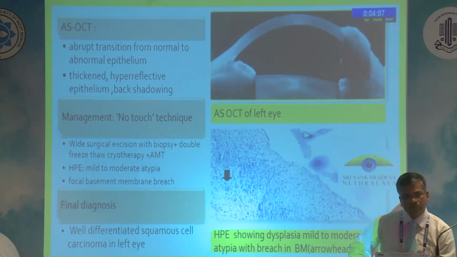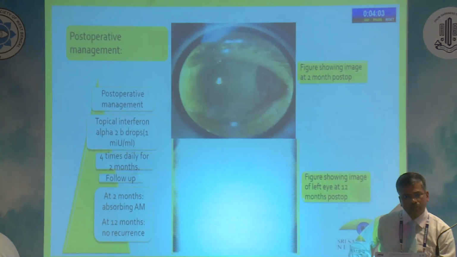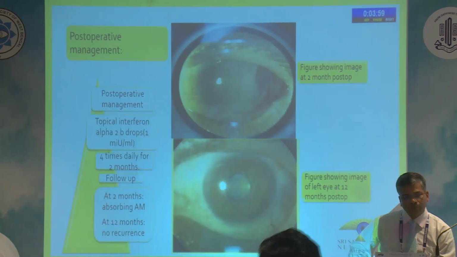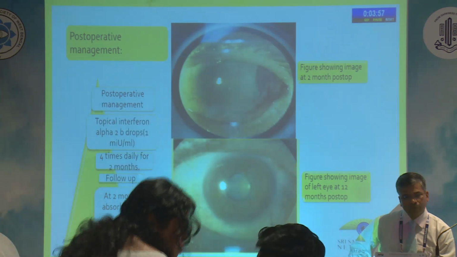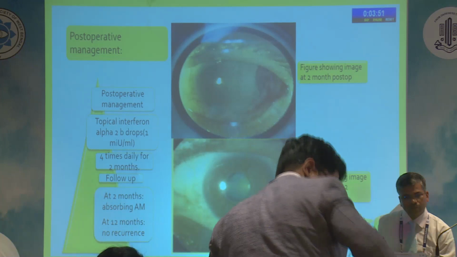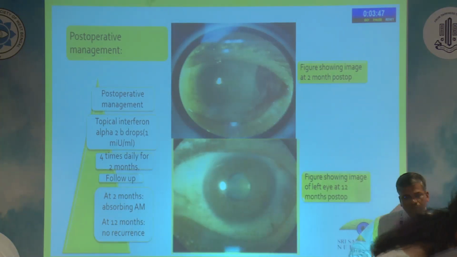Histopathology showed a typical picture of well-differentiated squamous cell carcinoma. Post-operatively, the patient was managed on topical interferon alpha 2B drops, 1 million international units per ml, 4 times daily for a period of 2 months. These are the follow-up pictures at 2 months and 12 months post-op, where we can see a clear ocular surface nicely reconstructed with no recurrence.